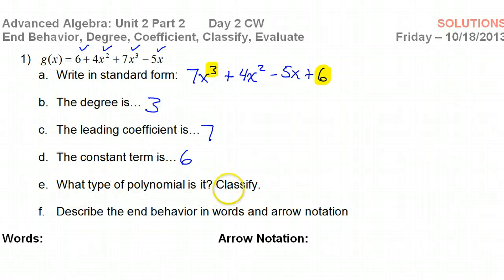What type of polynomial is it? Alright, I want that 2-word classification. Because the degree is 3, this is a cubic something. The rest of the classification has to do with the number of terms. If there were only one term, that would be a monomial. If there were 2 terms, it would be a binomial. If there were 3 terms, like this, that would be a trinomial. But anything over 3, we just go with polynomial. So we will call this a cubic polynomial.